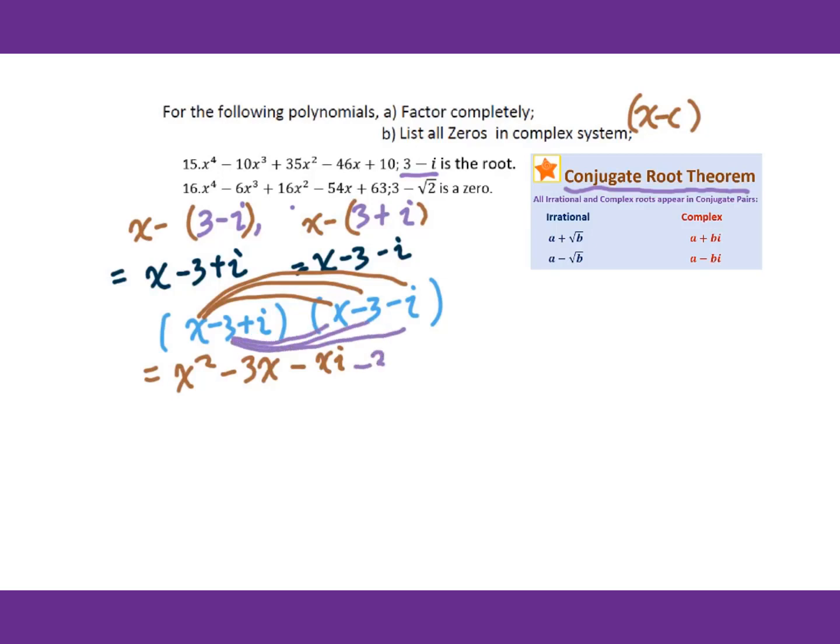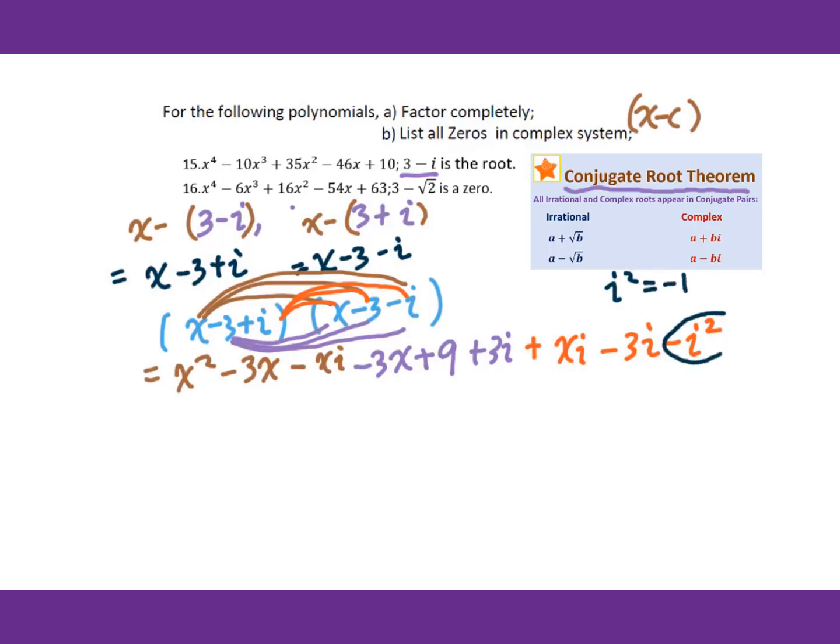You will get minus 3x plus 9 plus 3i. Then go to this 3 now. You got the xi minus 3i minus i squared. When you get the i squared, remember it equals negative 1. Therefore, this is a positive 1. When you combine like terms, remember any number with i or with the square root will be cancelled out. So this is gone. This is gone.